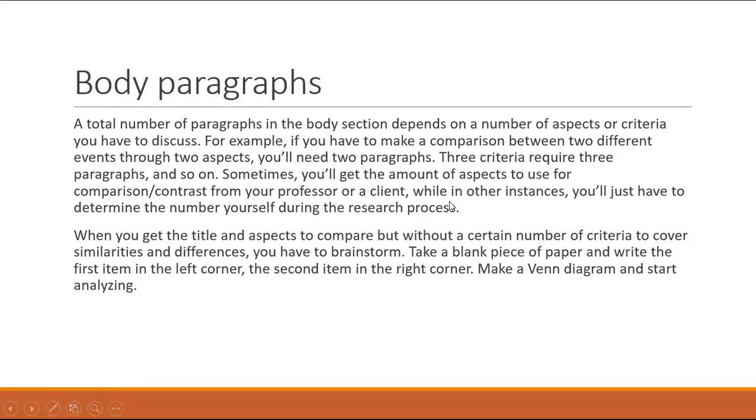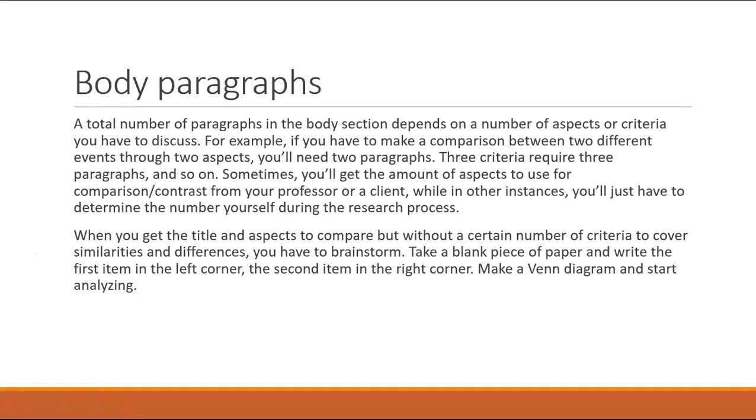Sometimes you will get the number of aspects to use for comparison and contrast from your professor or a client, while in other instances, you will just have to determine the number yourself during the research process. When you get the title and aspects to compare, but without a certain number of criteria to cover similarities and differences, you have to brainstorm. Take a blank piece of paper and write the first item in the left corner, the second item in the right corner, and make a Venn diagram and start analyzing.